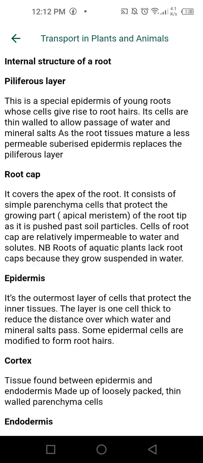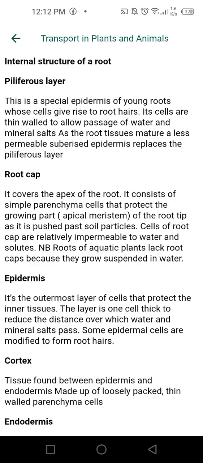Root cap. It covers the apex of the root. It consists of simple parenchyma cells that protect the growing part, the apical meristem, of the root tip as it is pushed past soil particles. Cells of the root cap are relatively impermeable to water and solutes. NB: roots of aquatic plants lack root caps because they grow suspended in water.